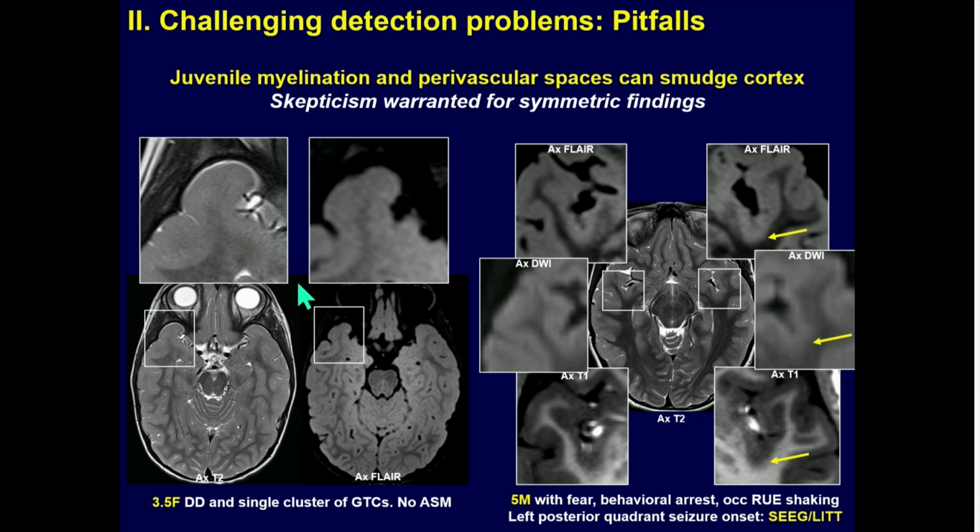But the thing is, in this case, it's symmetric. So it turns out that this was not anything to worry about. This patient never had a seizure after this one-time event. And so you have to be able to use symmetry to help you.